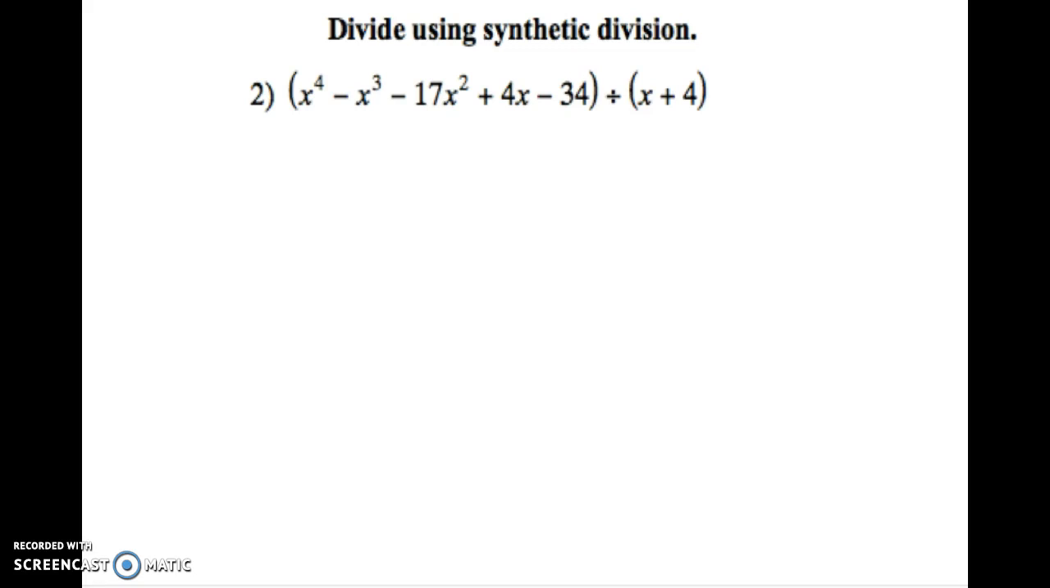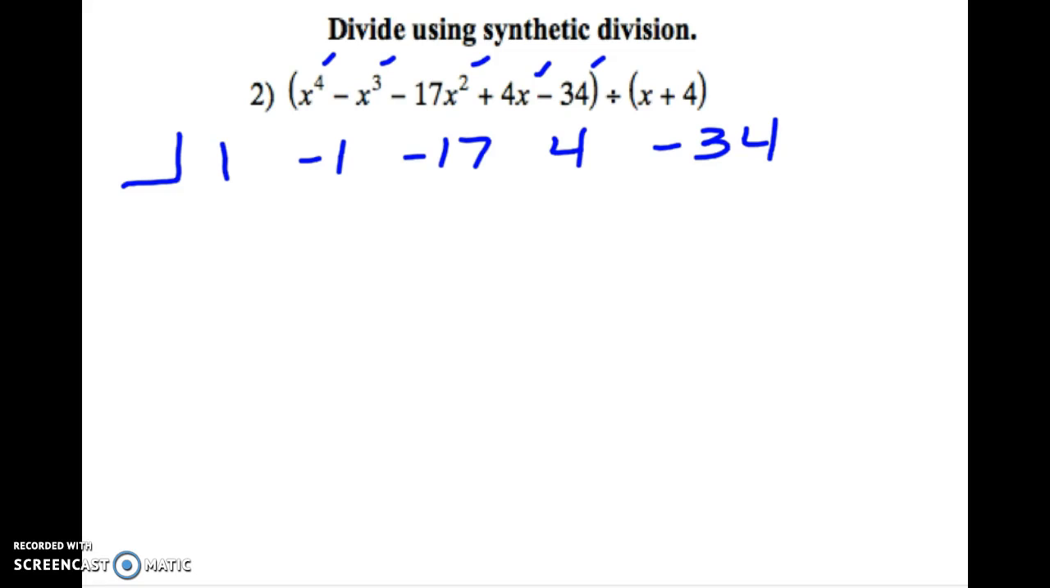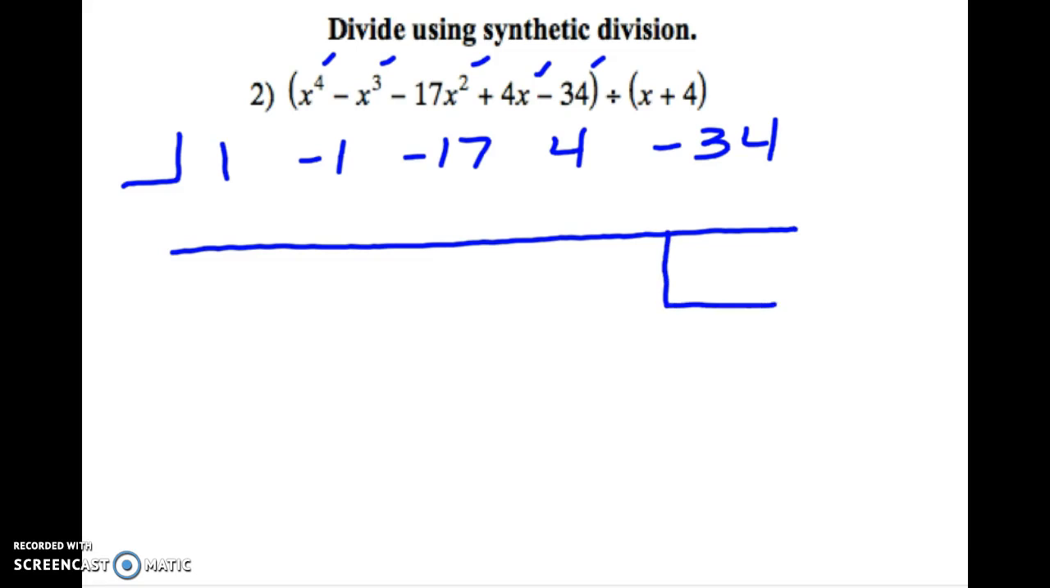For our second example, start with our box. Once again, do a quick check of your exponents. Those will go 4, 3, 2, 1, and then the constant, so everything's accounted for. So we write the coefficients down. So we have a 1 for the x to the 4th, -1 for the x cubed, -17 for the x squared, 4 for the x, and -34 for the constant. Remember to leave room to write your number down, put your line underneath, and then a box underneath the last term for the remainder.